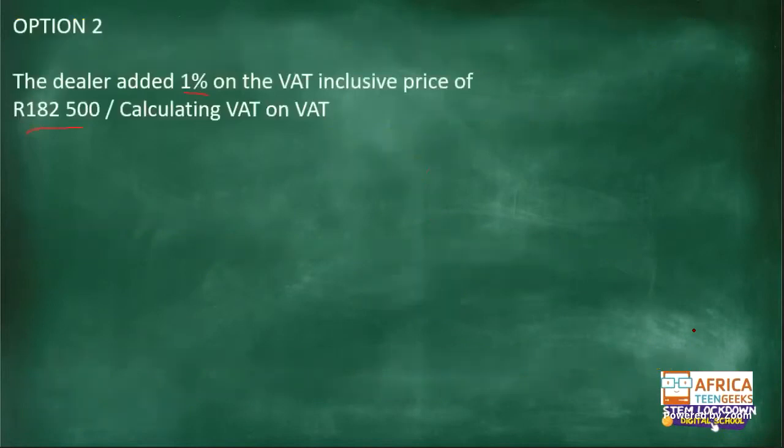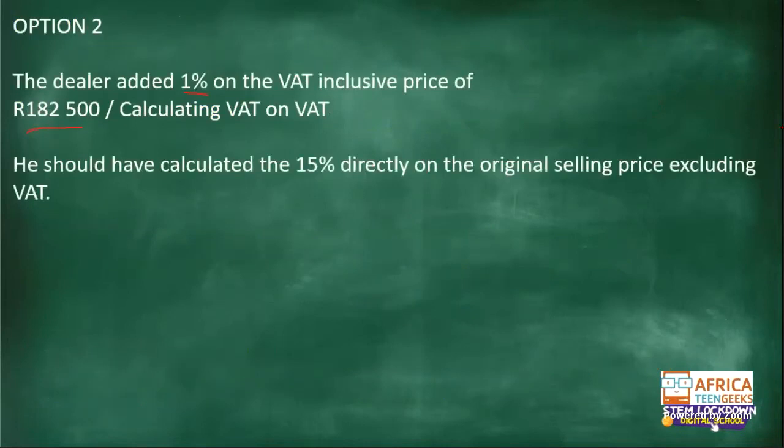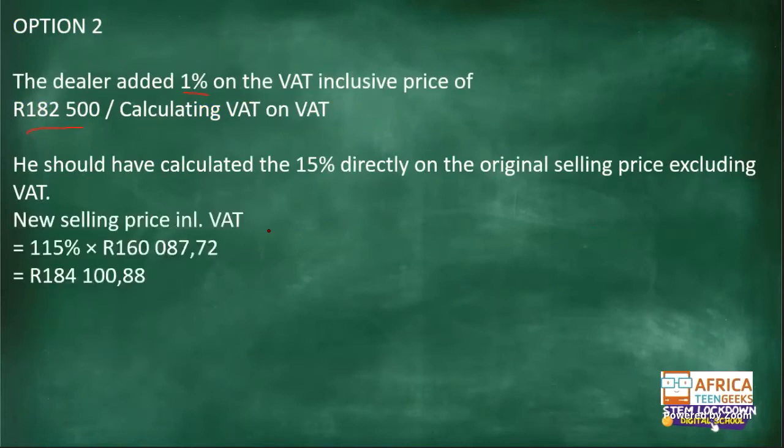So what was he supposed to do? Rather, he should have calculated 15% directly on the original selling price, excluding VAT. So he should have done this one option again of 115% multiplied by 160,087 rands and 72 cents.